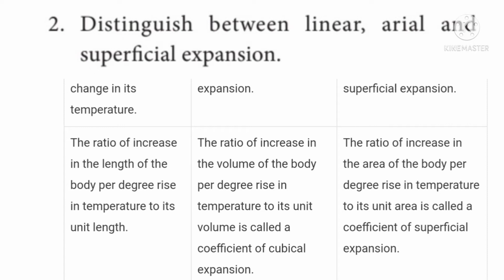Linear expansion: the ratio of increase in the length of the body per degree rise in temperature to its unit length. The ratio of increase in the volume of the body per degree rise in temperature to its unit volume is called the coefficient of cubical expansion. The ratio of increase in the area of the body per degree rise in temperature to its unit area is called the coefficient of superficial expansion.